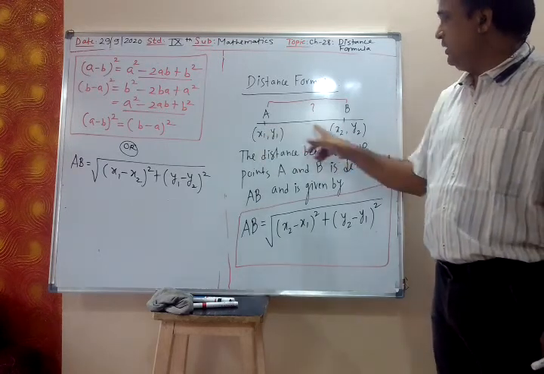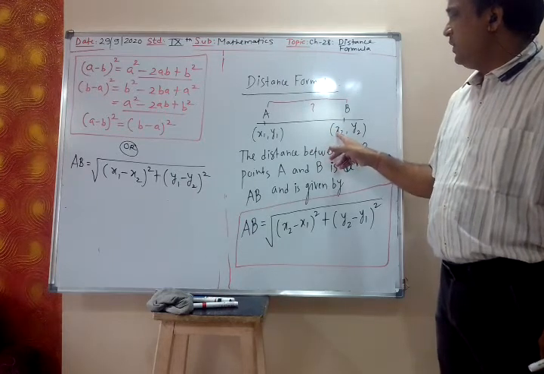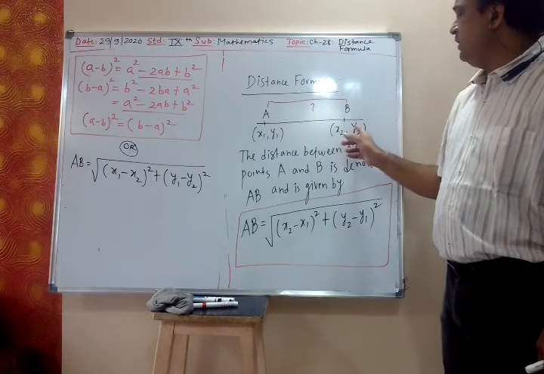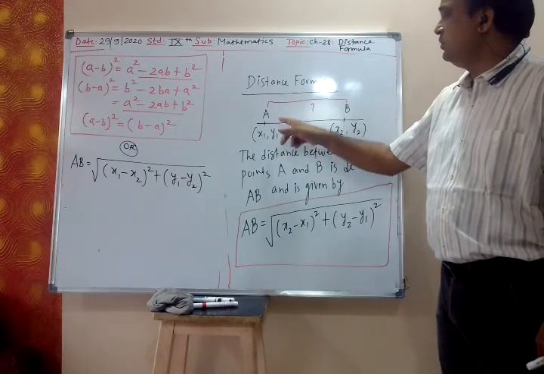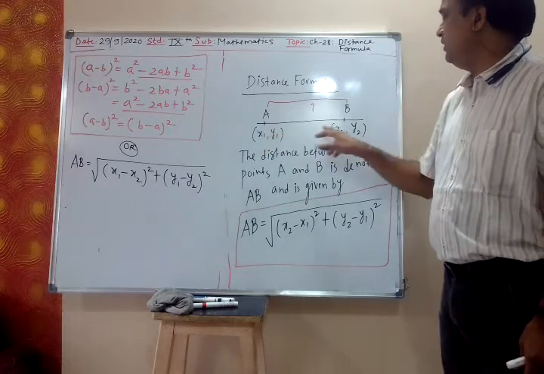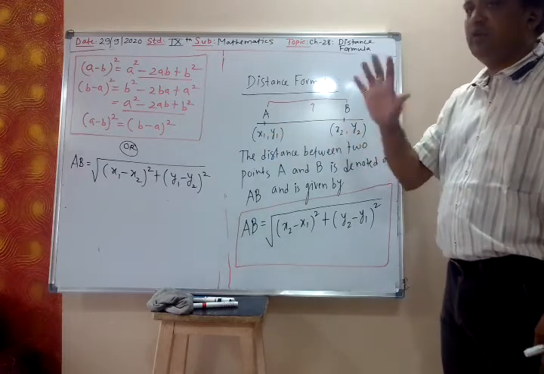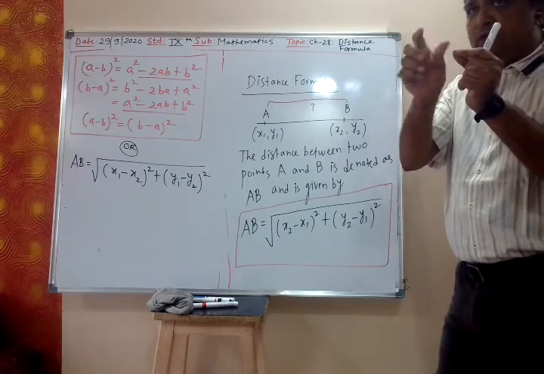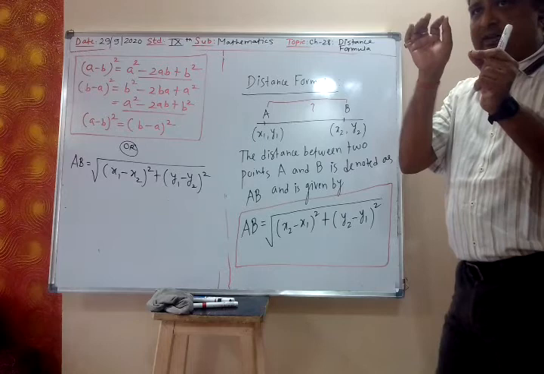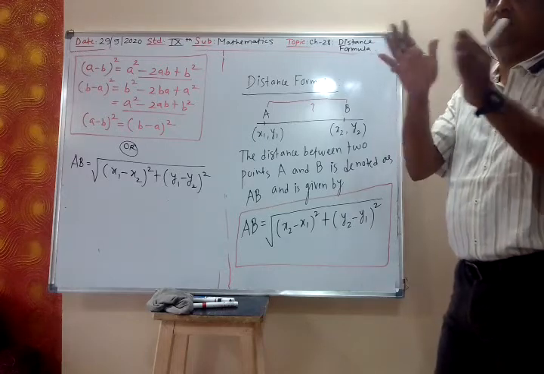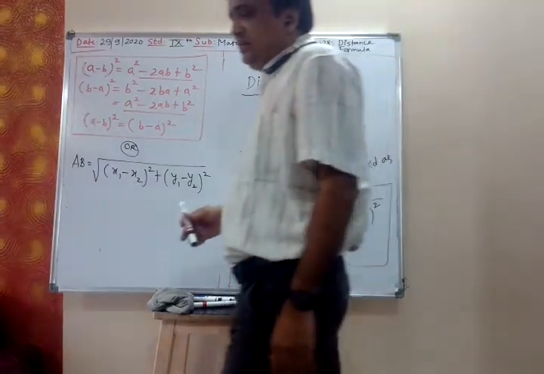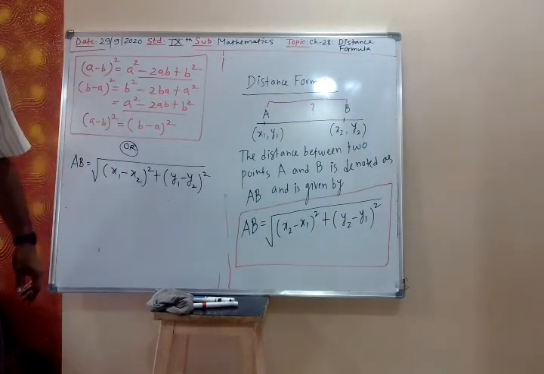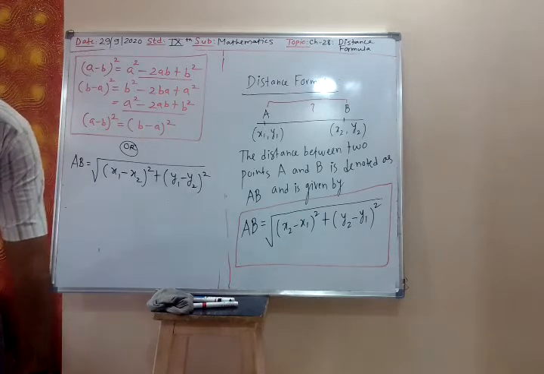You can write x1 minus x2 whole square or x2 minus x1 whole square. You can write y1 minus y2 whole square or y2 minus y1 whole square. But you cannot write x1 minus y2 whole square. You cannot mix the coordinates. You have to take the difference of the x coordinates and the difference of the y coordinates. And this is the formula to find the distance between 2 points. Now we'll start the exercise.